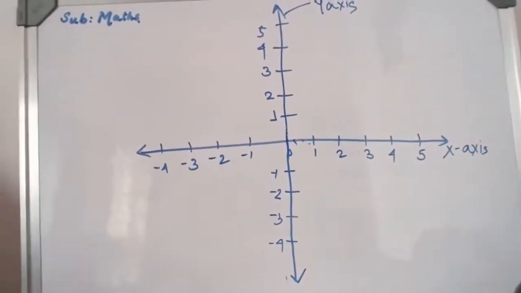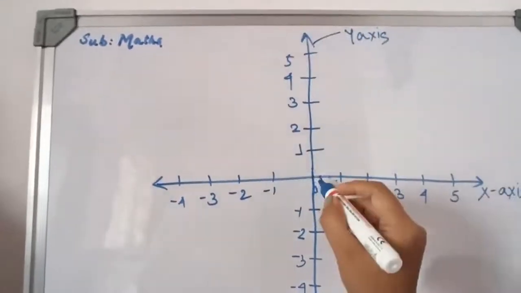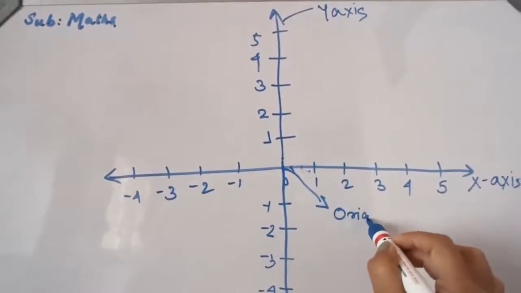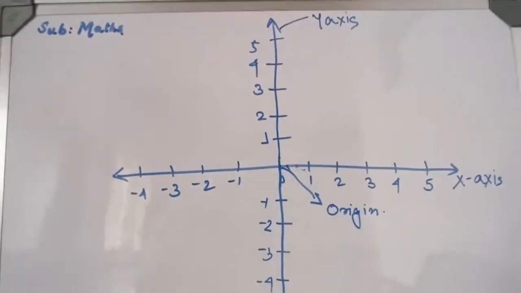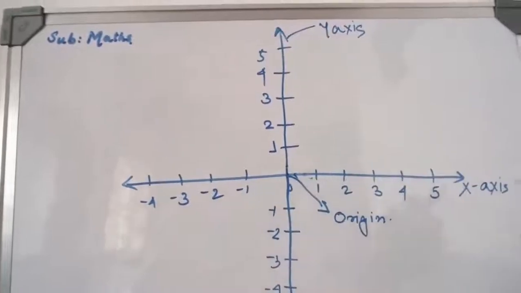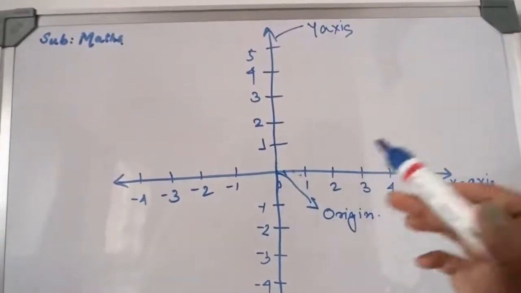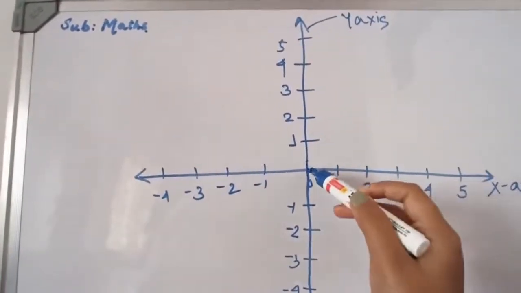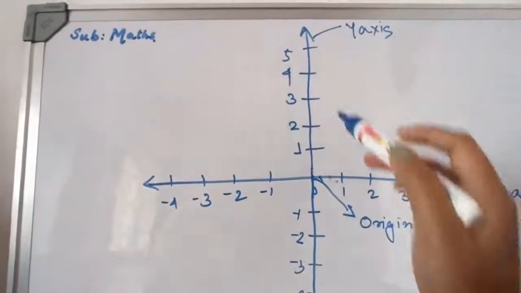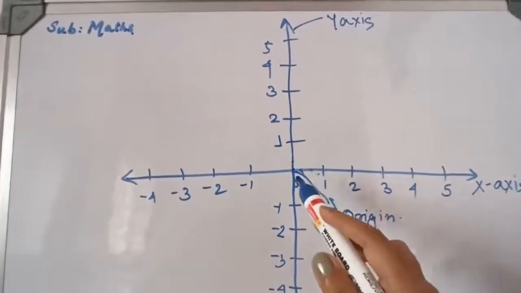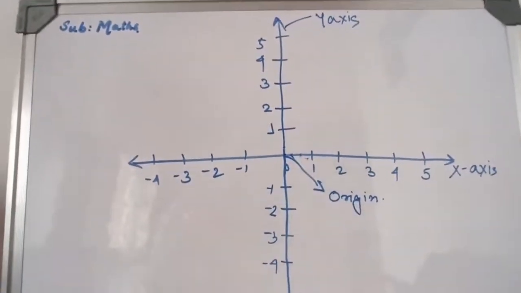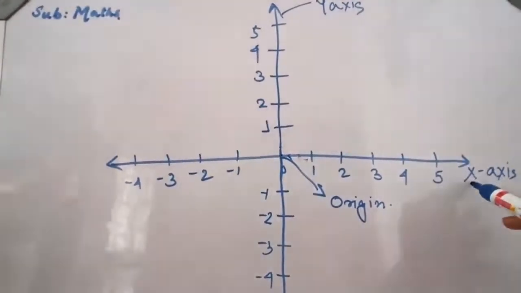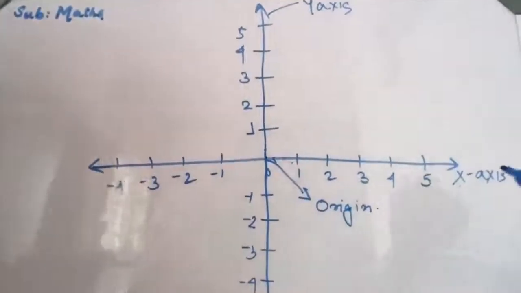Now this is known as the origin, the origin of both the lines. Origin means starting point. From here, if I go right, I'll get all positive numbers, and if I go left, I'll get all negative numbers. Similarly, if I go right on this side, I'll get all positive numbers, and if I go left, all negative numbers. So this is the x-axis and this is the y-axis.